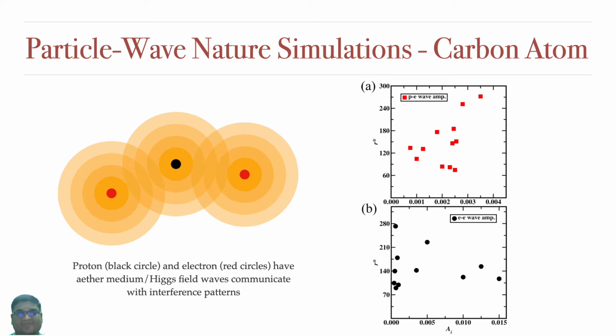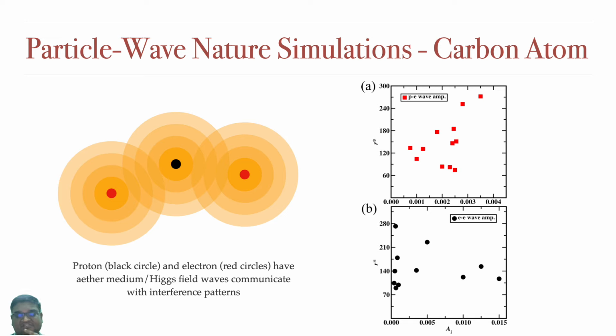Similar is the case for the carbon atom. I applied it for the carbon atom. The same thing happened by changing the electron-to-electron wave amplitude, and also the proton-electron wave amplitude. The radius of the carbon atom changed, very sensitive to the changes in wave amplitudes, and it is random. It does not follow a particular trend, and I need to study more for that. For the time being, I just reported it in the study.